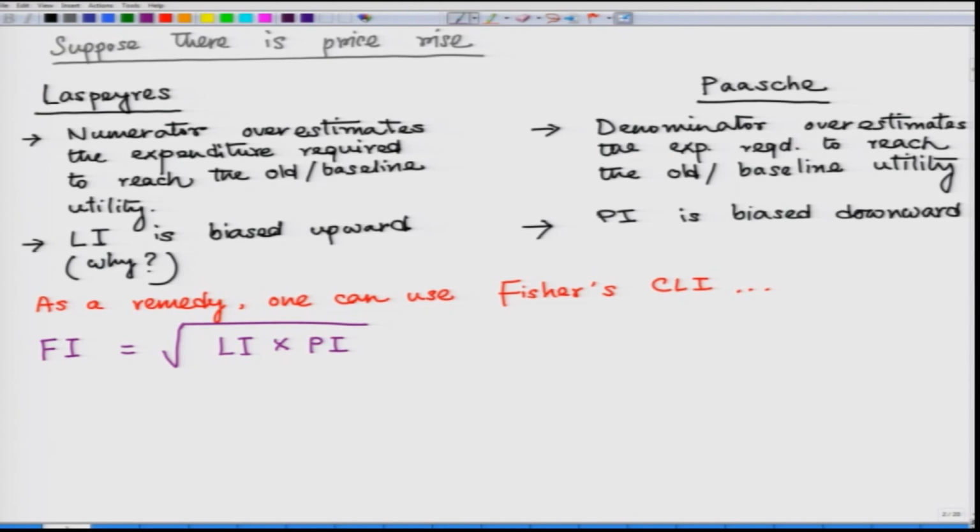So, this is it for today. In the next lecture, we are going to continue the discussion on consumer theory. We are going to look at some advanced models of consumer theory. This will be basically the extension of what we have seen already.